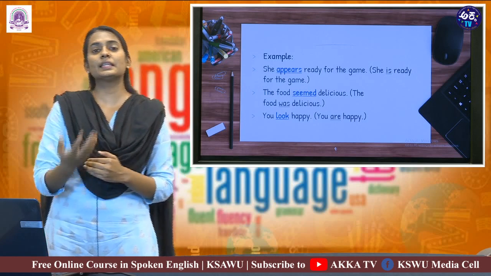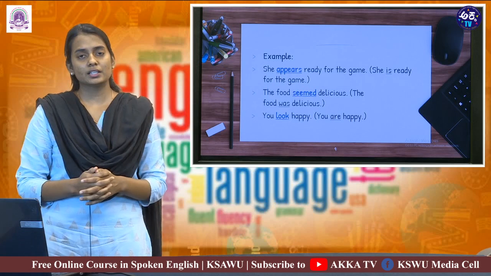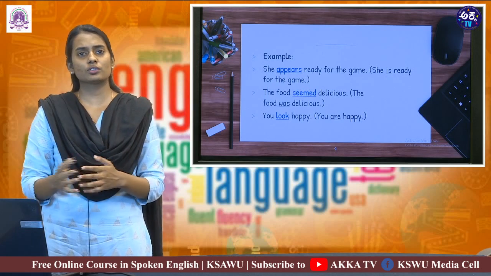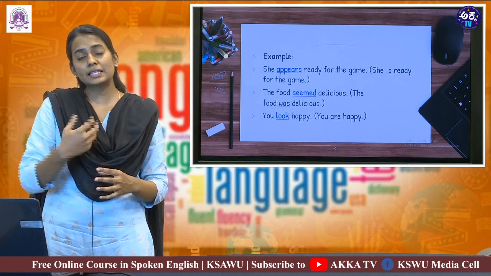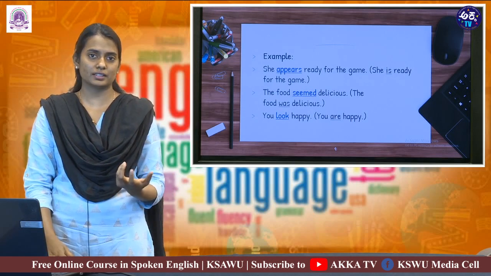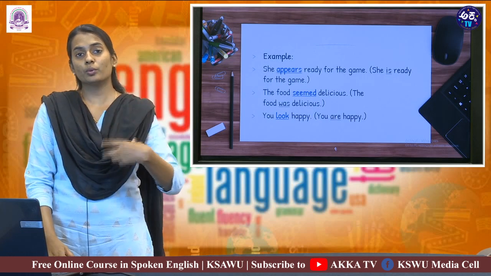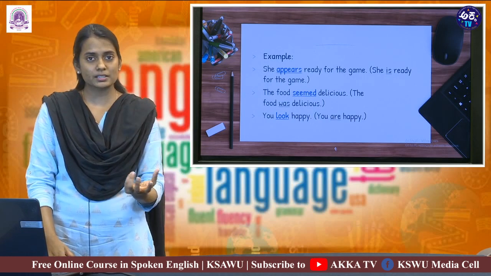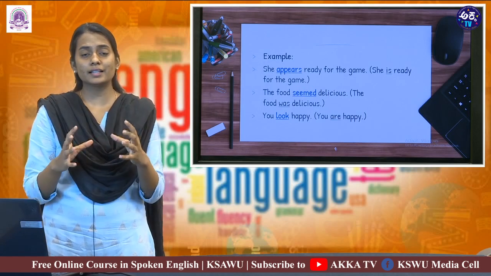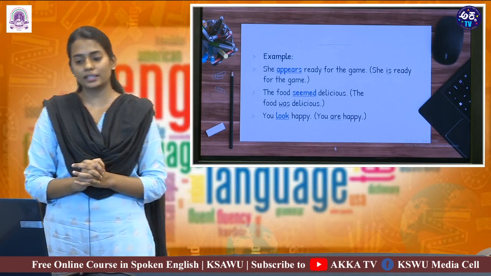The food seemed delicious. We can even say the food was delicious. Saying "the food was delicious" is not wrong, but "the food seemed delicious" means that just by looking at it we knew the food was very delicious. So what we are doing here is linking, to make the sentence more expressive. So these are called linking verbs.